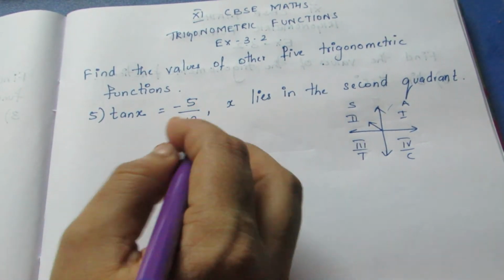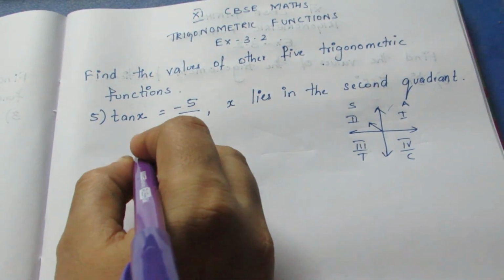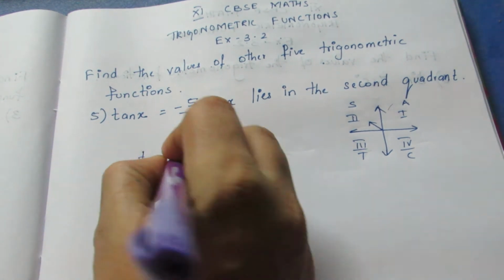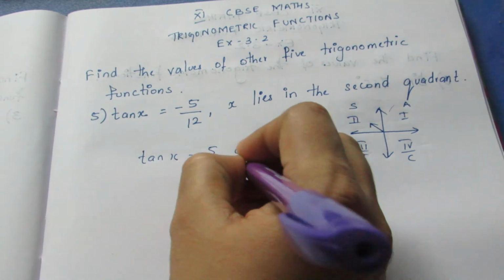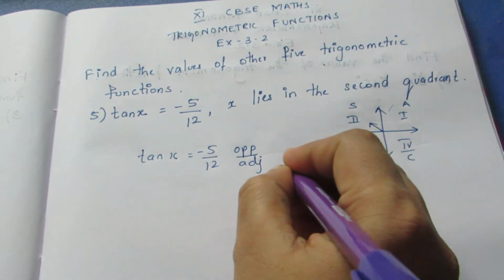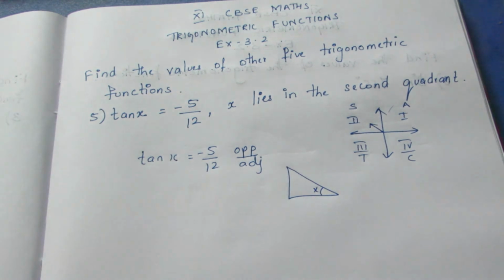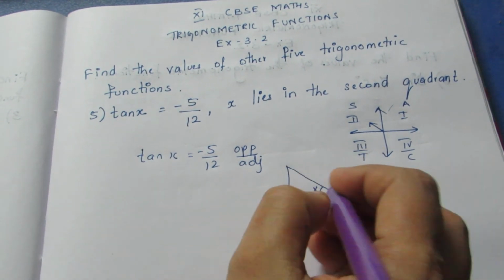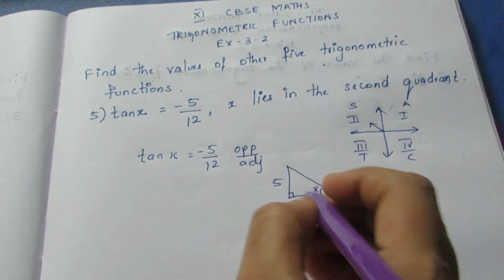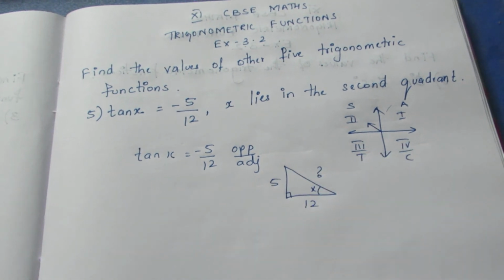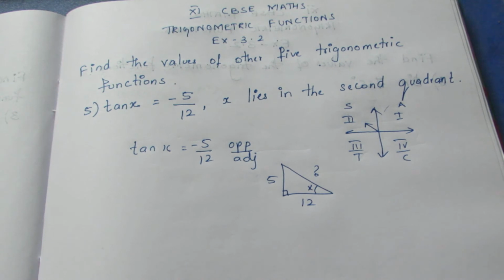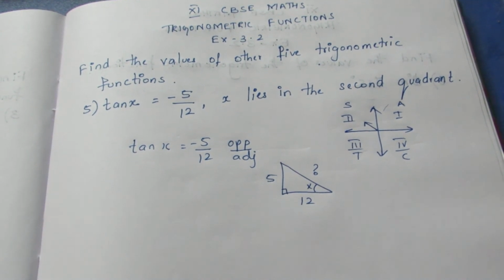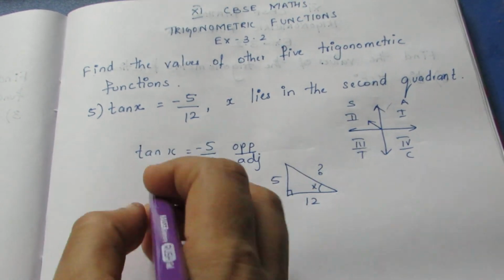Now we need to find the other side which is not given. They have given tan x is equal to minus 5 by 12. This is opposite by adjacent. So draw a right angle triangle in which they have given opposite and adjacent. We need to find the other side, that is the hypotenuse, because opposite and adjacent we have filled it. It's a Pythagorean triplet 5, 12, 13. If you don't know, you can do this by Pythagoras theorem.